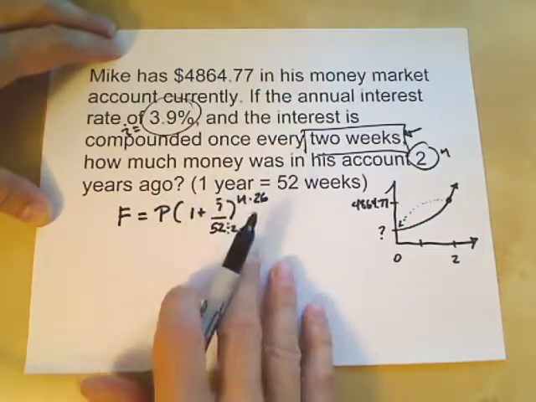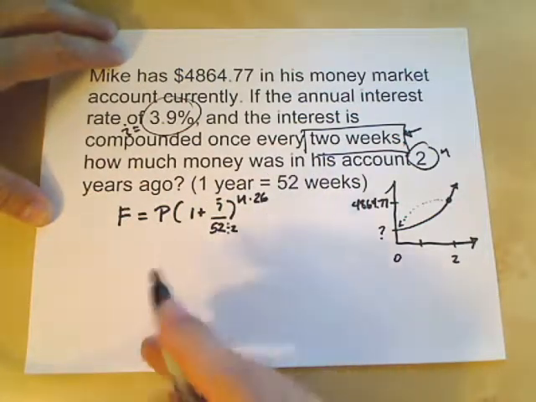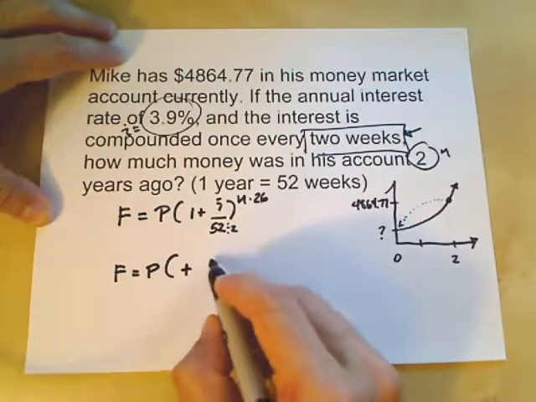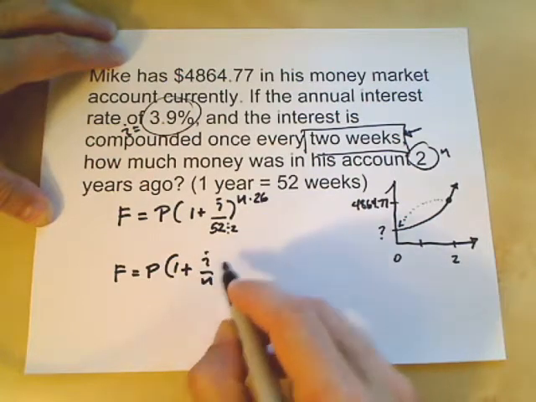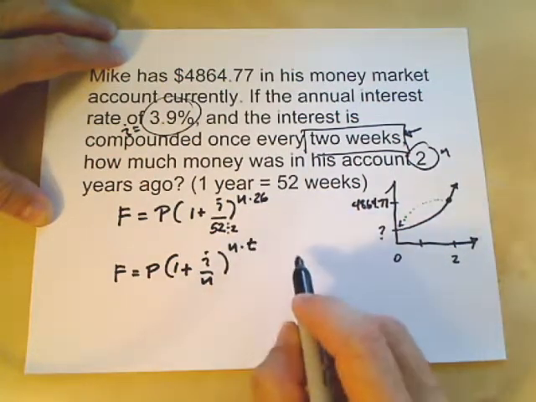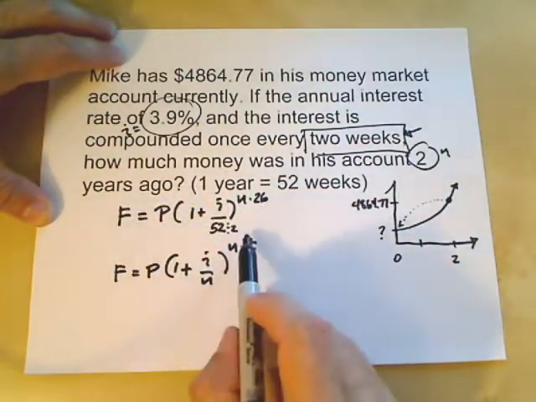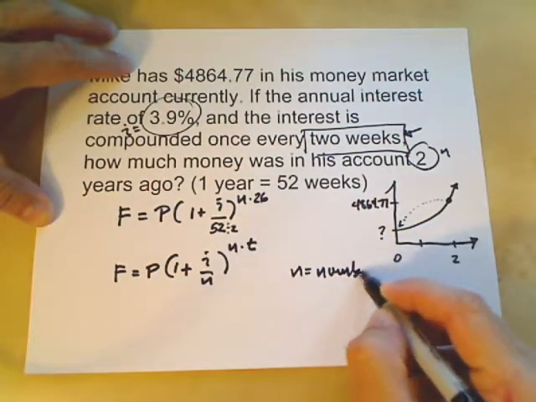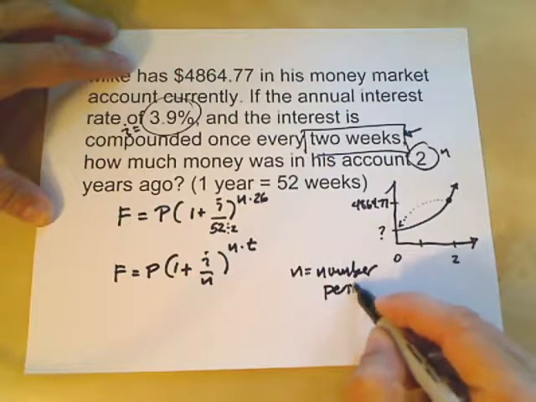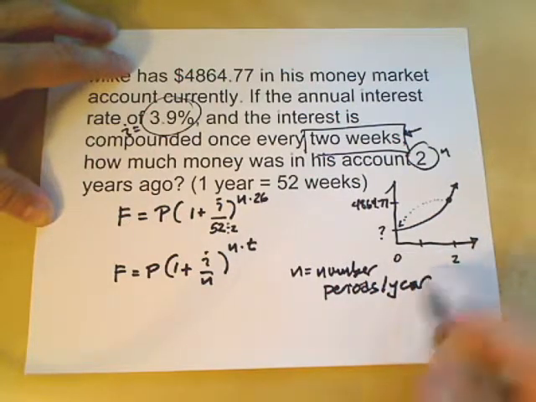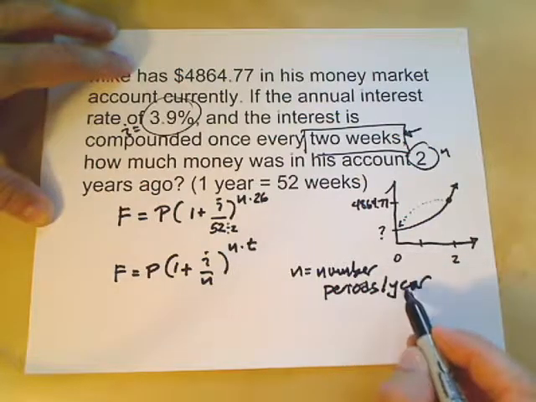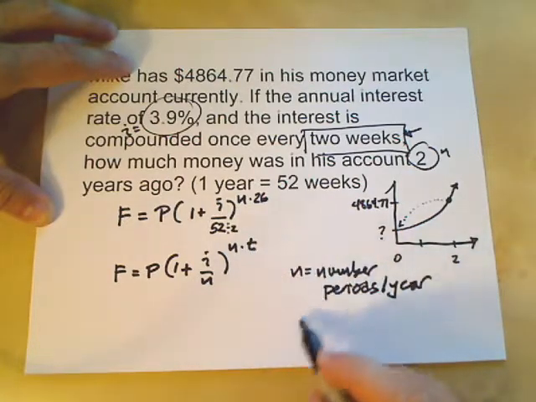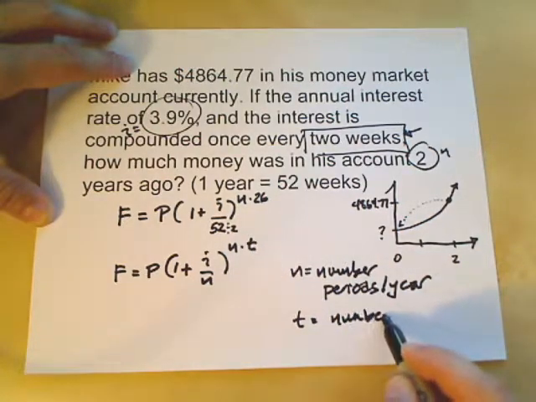It's a little bit different equation. When we're compounding, we're going to use a different form of the equation. F equals P times (1 plus I over n) raised to the n times t. And I'm rewriting it a little bit differently than I did here. N will be the number of compounding periods per year. When the number of compounding periods is 1, annual compounding, then n is 1 per year. T is the number of years.